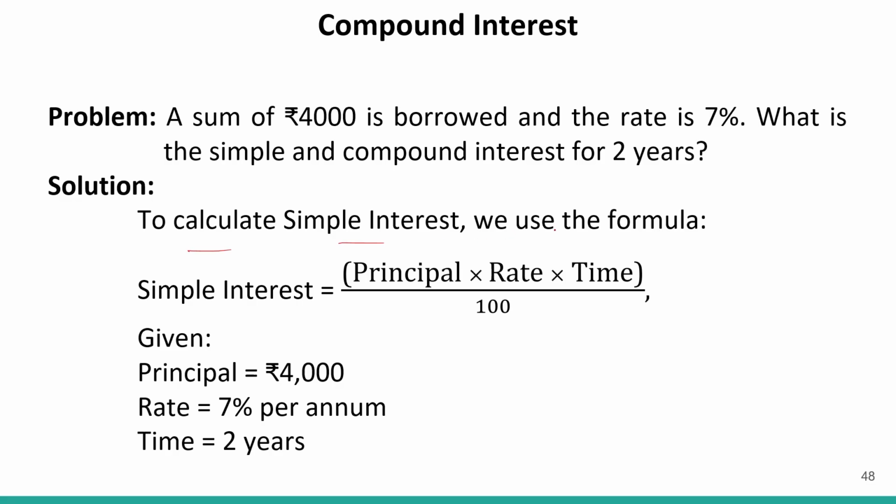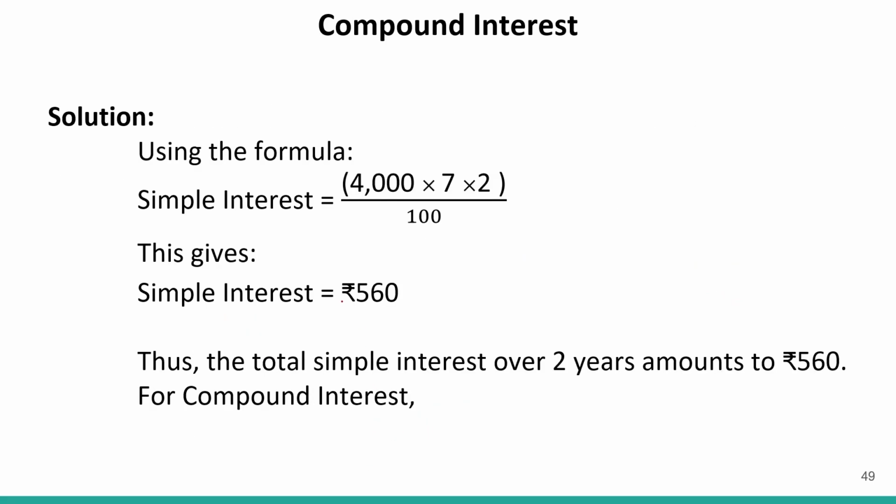So to calculate simple interest, we use the formula: simple interest equal to principal into rate into time by 100. So it will be PRT by 100. But observe here, R is actually in percentage. Okay, if it is written in decimal, there won't be a 100 in the denominator. So given that principal is this, rate is equal to 0.07, and T is equal to 2 years. So 4,000 into 7 into 2 by 100 gives the simple interest as 560 rupees. So the total simple interest over 2 years amounts to 560 rupees.